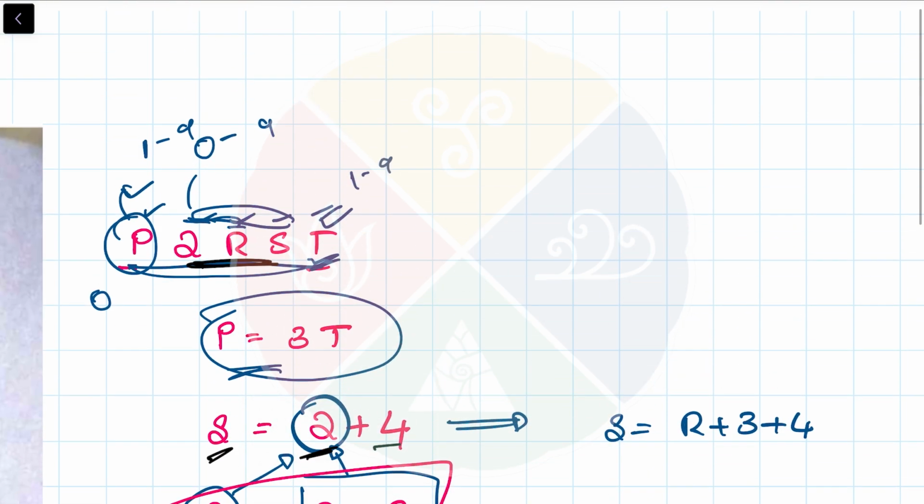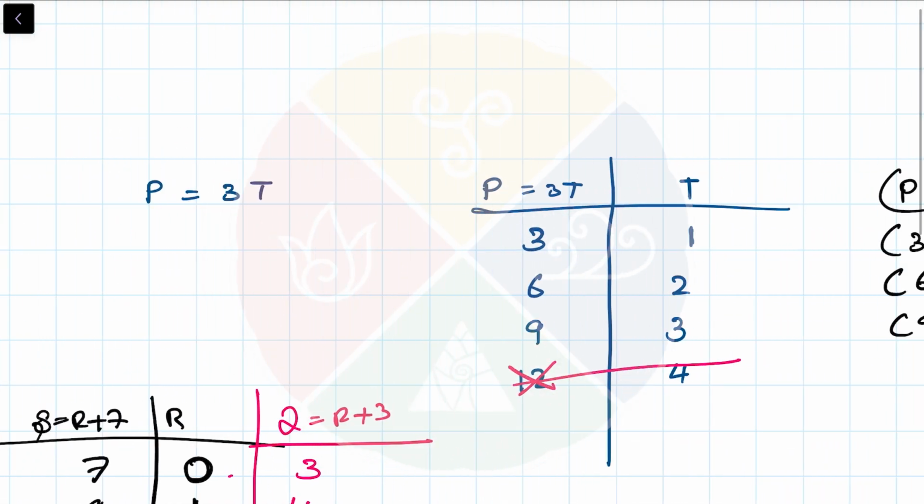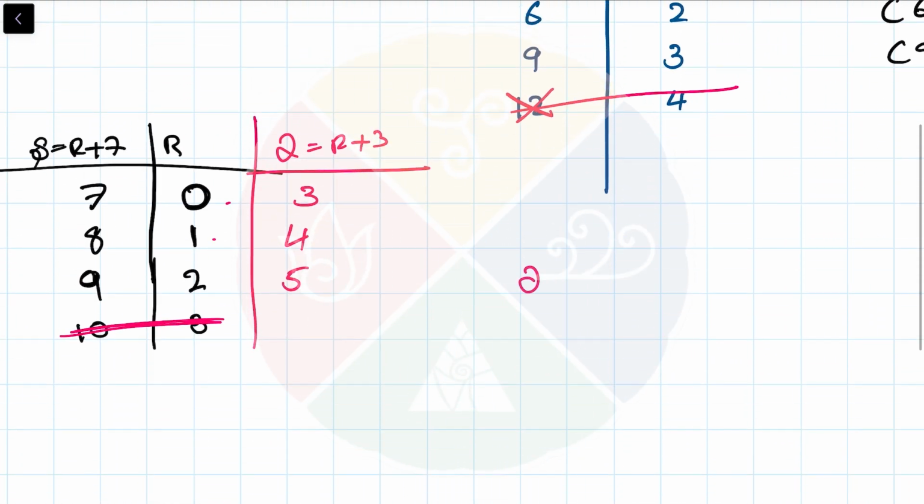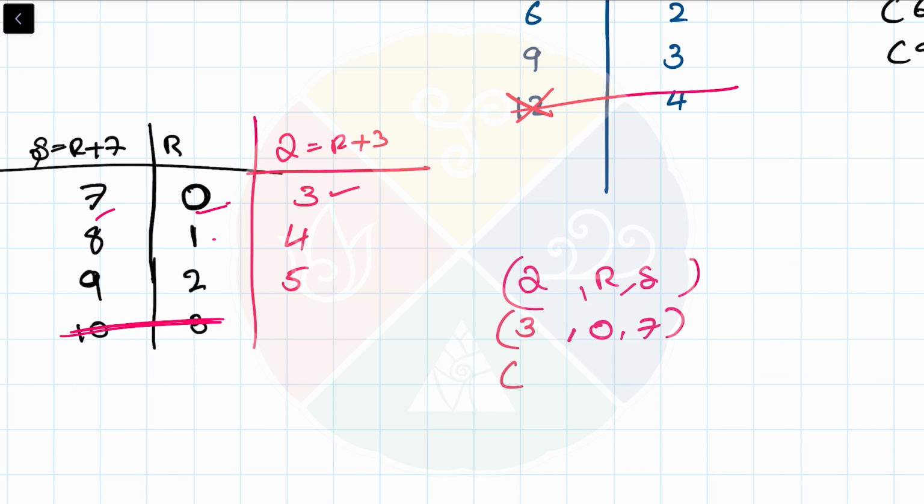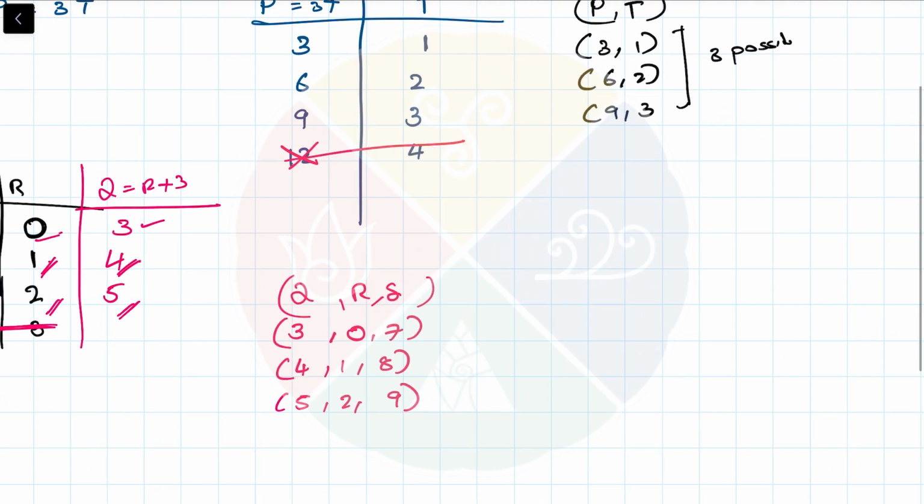Let's write it in the order of this term QRS. QRS will be in the form: if Q is 3, R is 0 and S is 7. If Q is 4, R is 1 and S is 8. If Q is 5, R is 2 and S is 9. So that many combinations are there.